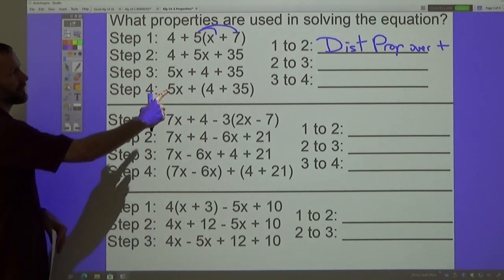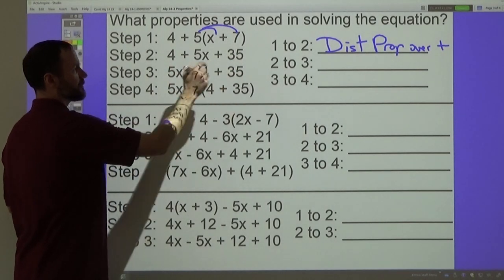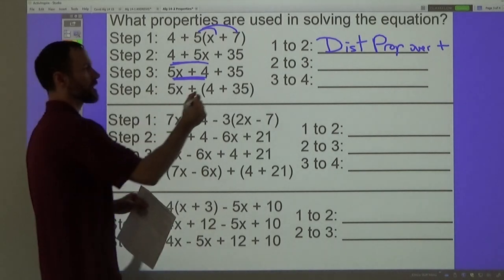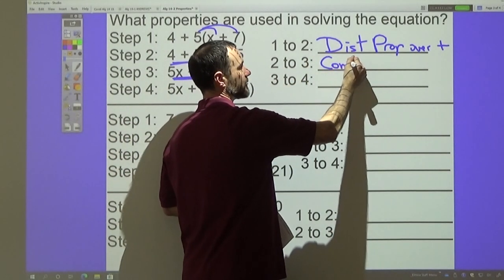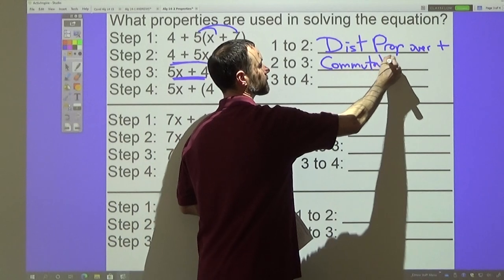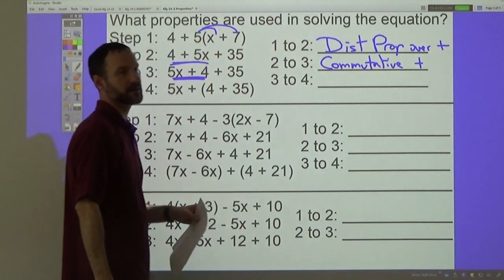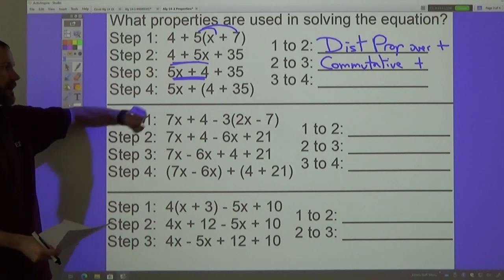From step 2 to step 3. So how do you get from this step to this step? Notice that we are switching the order. Since we're switching the order, this is the commutative, and it's of addition, all right? Commutative of addition, because we're switching the order and we're adding.